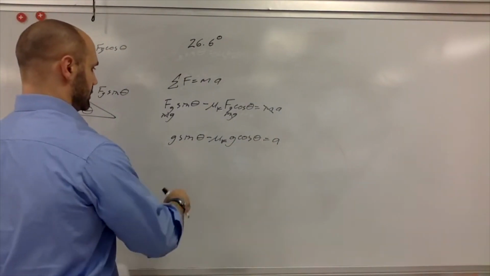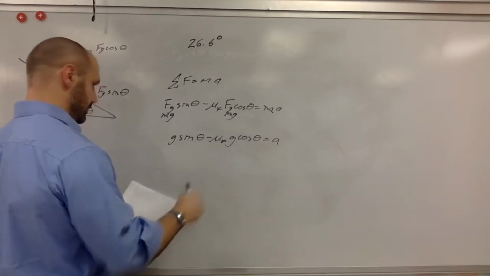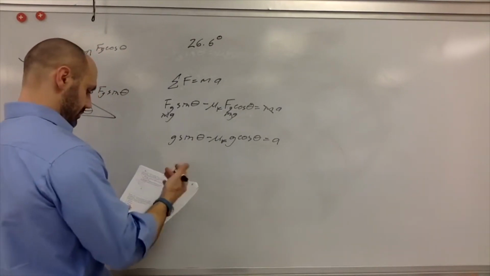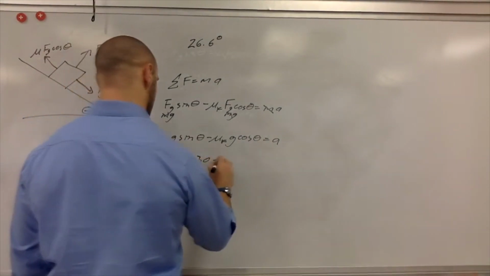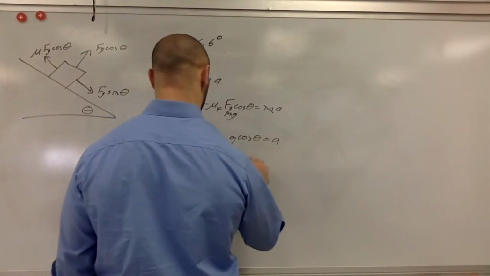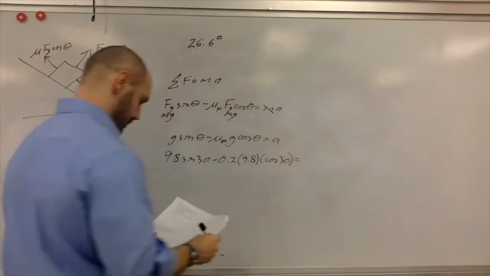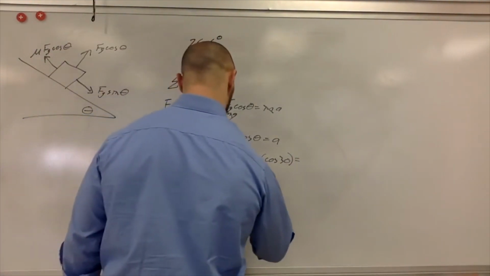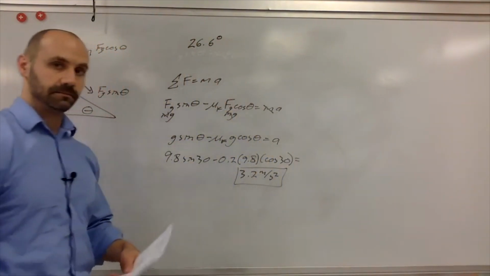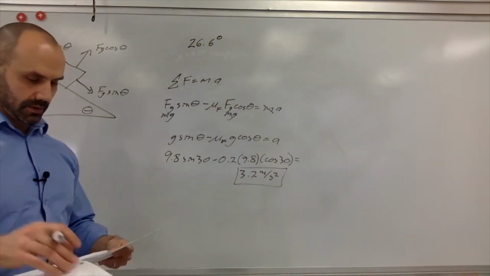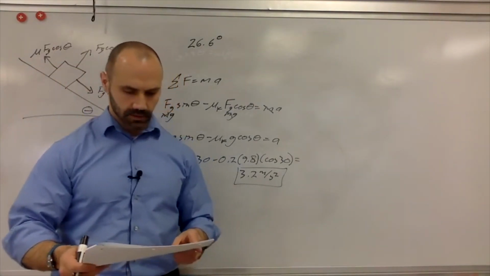So we're at 30 degrees, right? So this ends up being, here I actually use 9.8, 9.8 sine of 30 minus 0.2 times 9.8 times cosine of 30. You put that in your calculator, you get 3.2 meters per second squared. And that is it. That's the last example. The rest of these are kind of review.